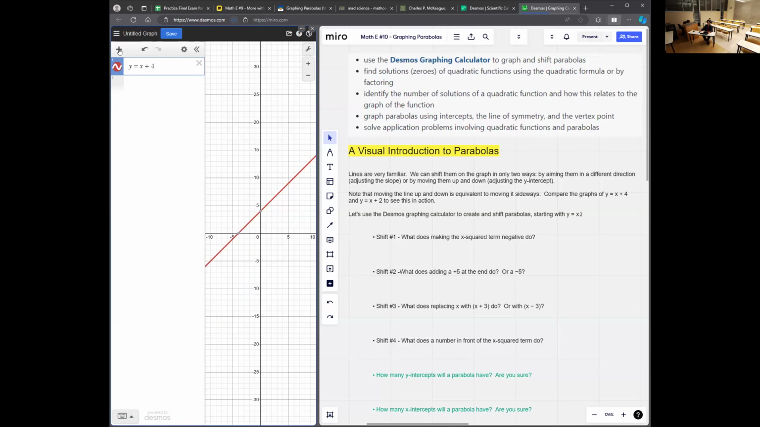And if I have y equals x plus 4 and y equals x plus 5, then, come on, you can see that moving up and moving sideways is the same with lines. So lines make sense. They're straight things. We have rulers and straight sticks and things in real life. We can aim them. We can move them up and down. That's all we have to worry about.